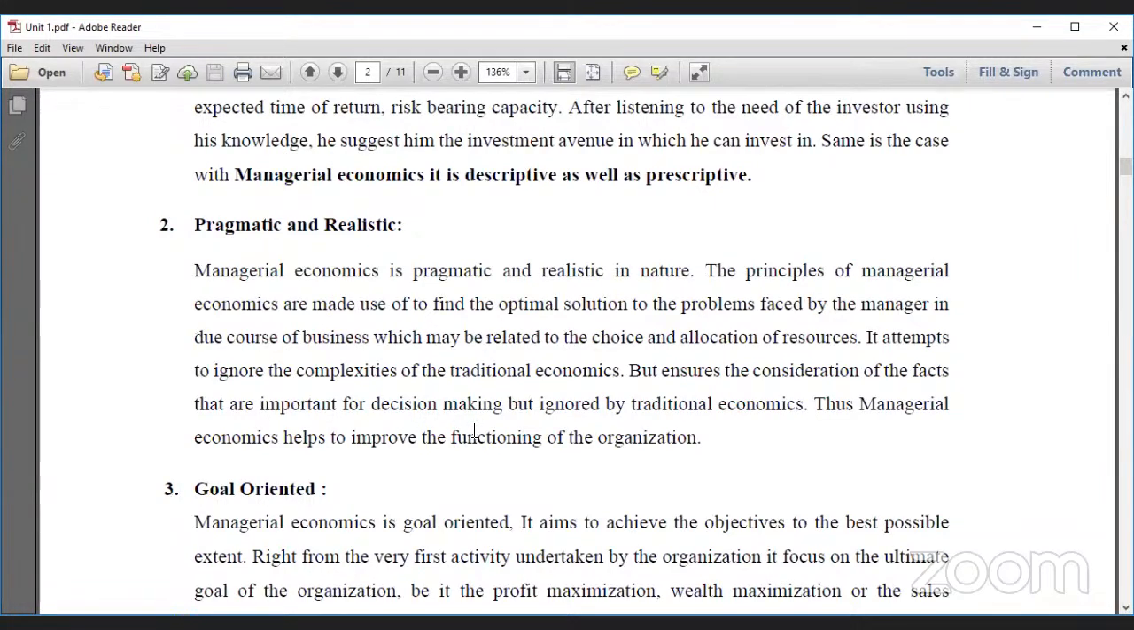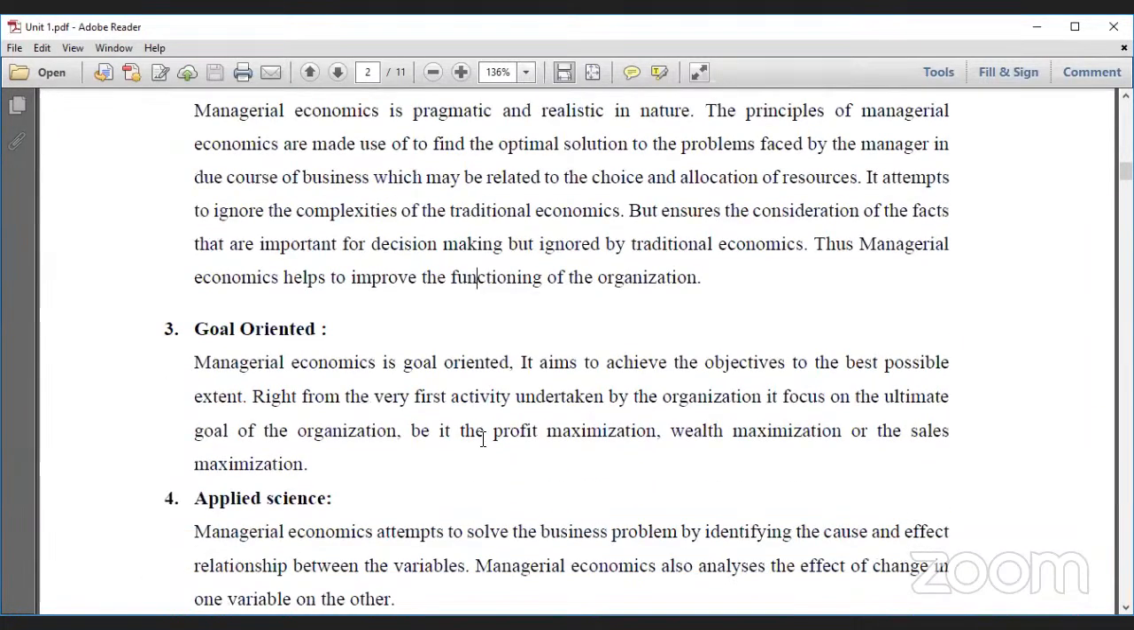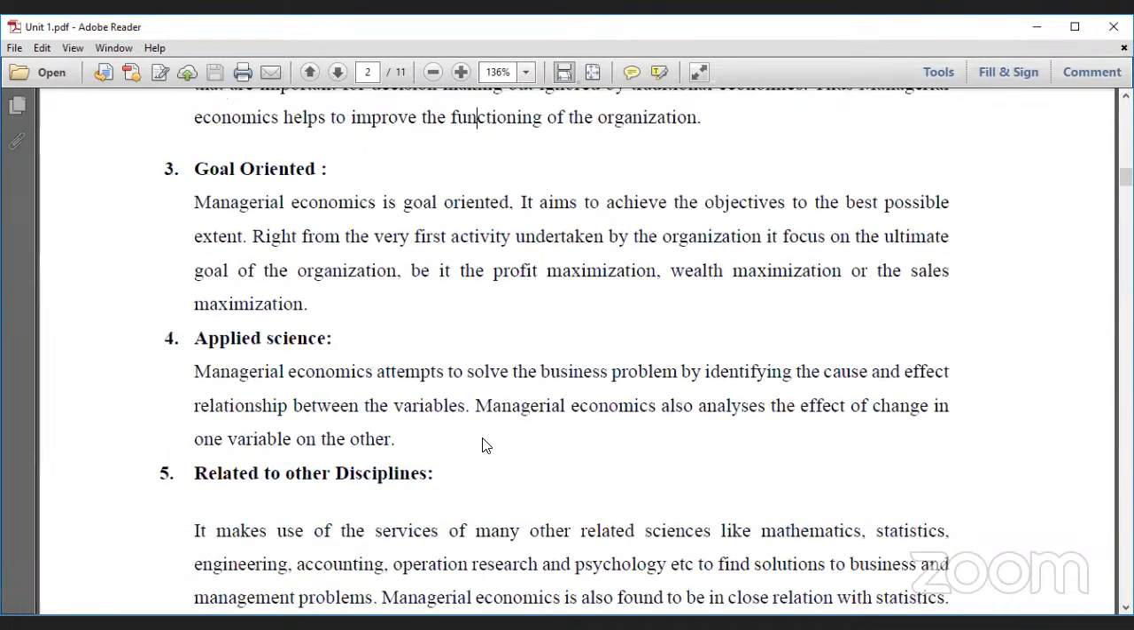The next feature of managerial economics is that it is goal oriented. It always focuses on achieving the set goals or targets, by minimizing cost. What are the objectives? The major goals of managerial economics are profit maximization, sales maximization, cost minimization, like this. So always it wants to achieve these objectives.